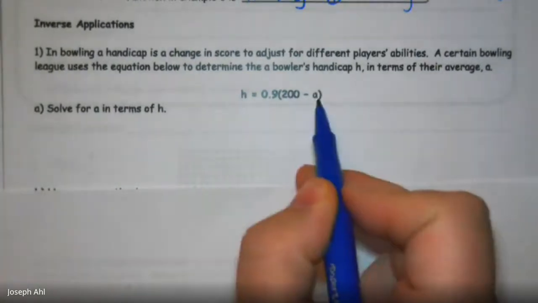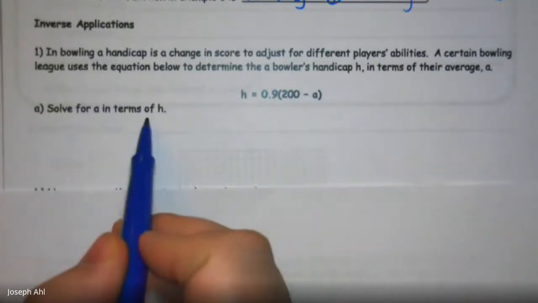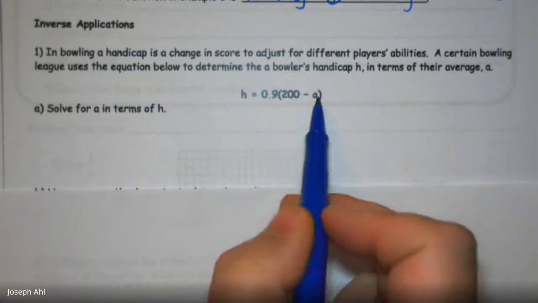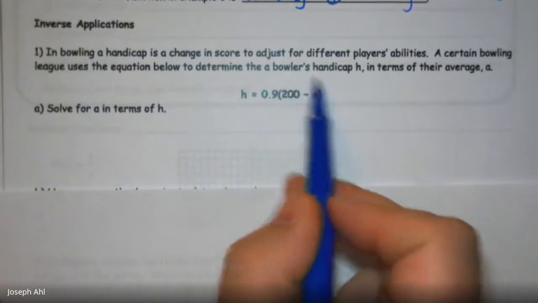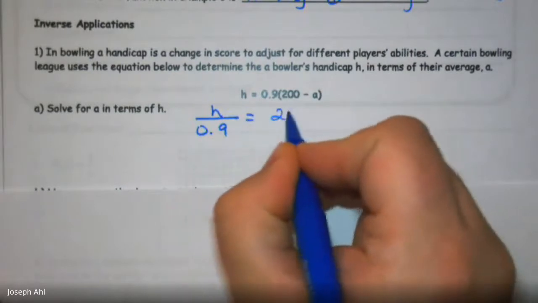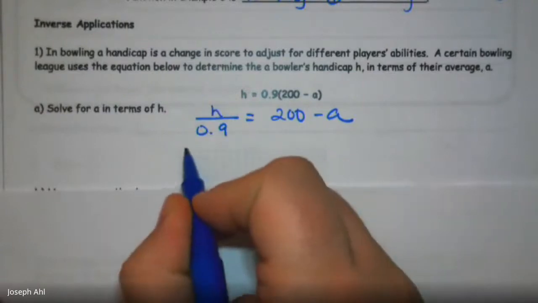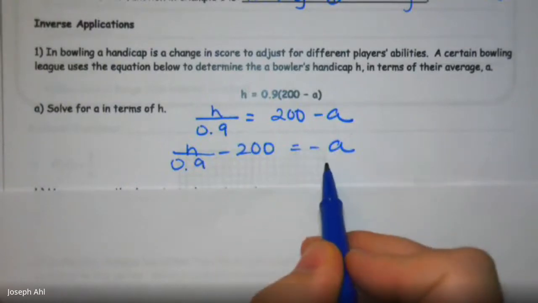So the handicap is based on right now the player's average. But what we can do is we can actually solve for A in terms of H, and that's going to represent the inverse of this original equation. So how am I going to solve this for A? Well, the first thing you might consider doing is, without even distributing that 0.9 through, why don't I divide it over? So we get H divided by 0.9 equals 200 minus A. And then from there, continuing to isolate A, maybe in the next step, you'll subtract 200 over. So H over 0.9 minus 200 equals, just be careful because you still have negative A on this side.